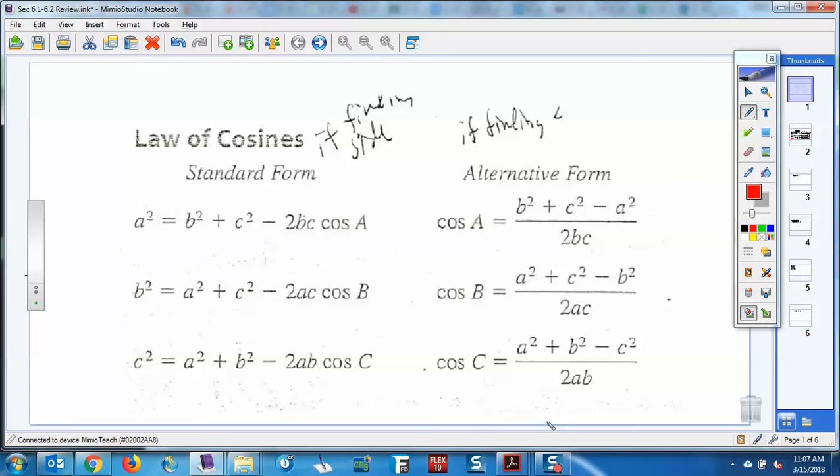Really, once you get the hang of it, you know that this A is always across from that angle, and those are the other sides. And then the same thing here. If you're finding angle A, then it's the other two sides that are plus, and then the A is the minus, and then it's the first two, the B and the C, that are down below. The pattern is pretty easy to see, but just in case, I don't want you to miss a bunch of problems just because you have the formula wrong.